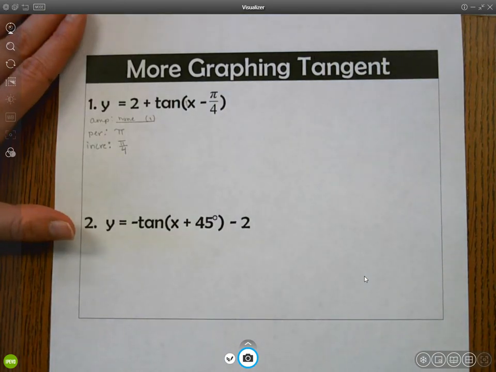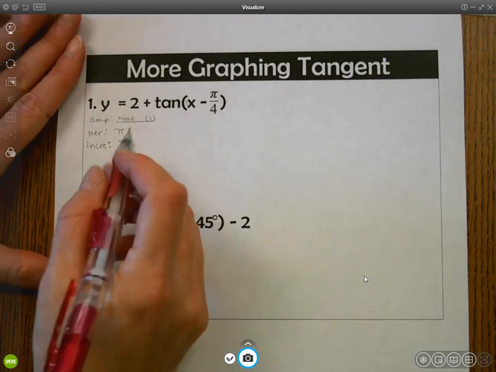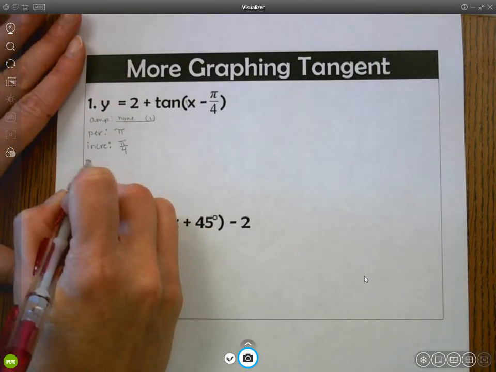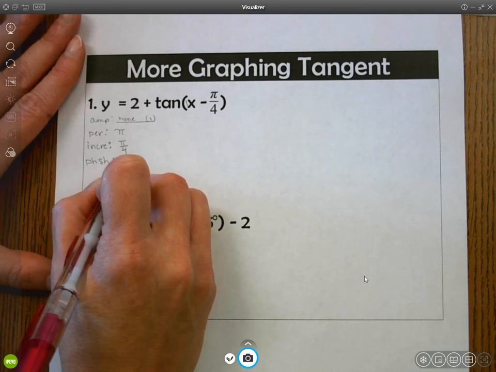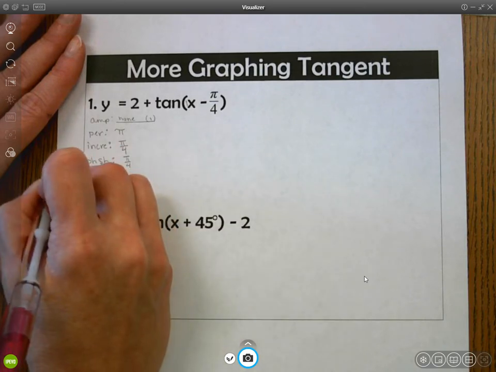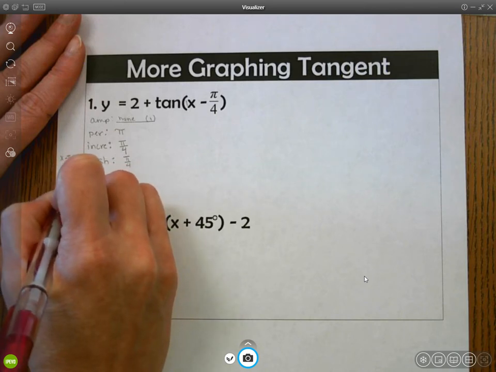You can put this in your composition book if you want. It's on the back of that page that had the tangent, cotangent, secant, and cosecant graph, or you can just write this on some paper somewhere. Phase shift. I feel like I'm missing something. No, okay. All right, phase shift is going to be pi over 4 because you're going to take this x minus pi over 4 that's in parentheses, set it equal to 0, and solve that little equation.